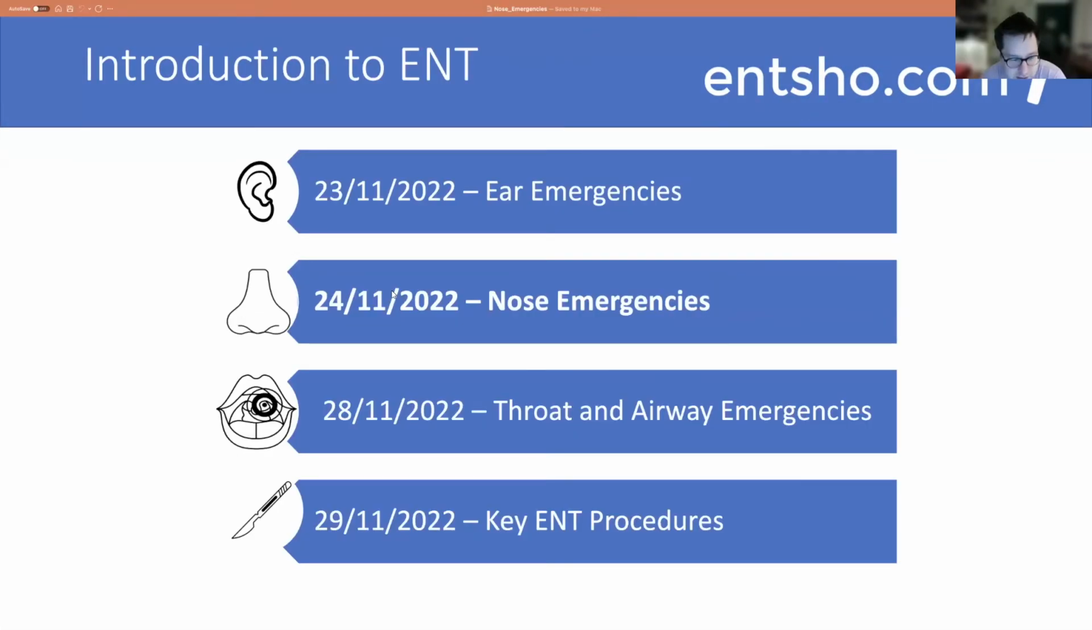This is the second in the series of 4. You may want to take a moment to jot down the dates of the next 2 sessions next week, covering throat and airway emergencies and key ENT procedures.